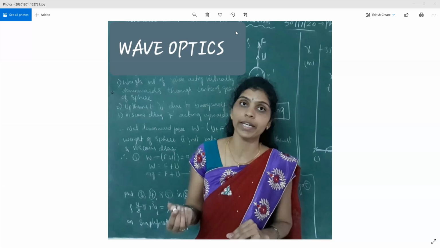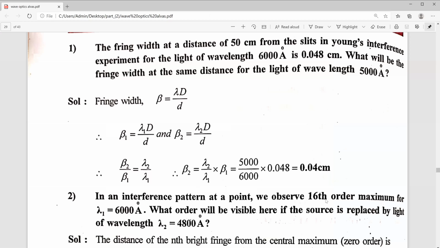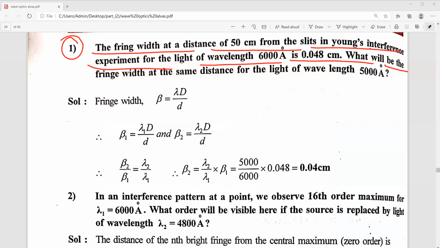So we shall discuss some of the example problems based on the chapter wave optics. So the first question is like this. The fringe width at a distance of 50 centimeters from the slit in Young's interference experiment for the light of wavelength 6000 angstrom is 0.048 centimeter. What will be the fringe width at the same distance for the light of wavelength 5000 angstrom? They ask. So let us see how to solve this one.